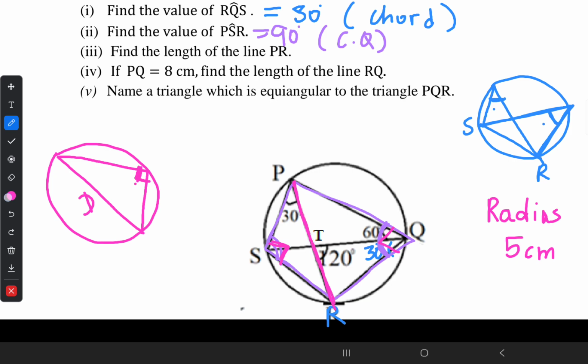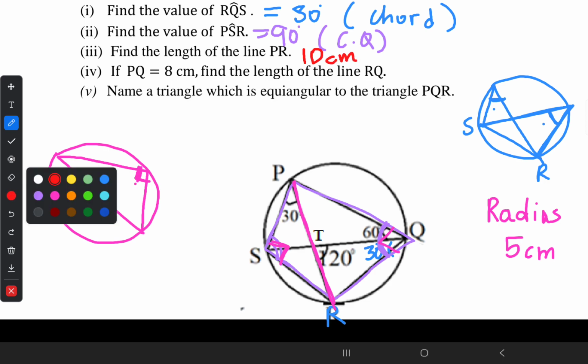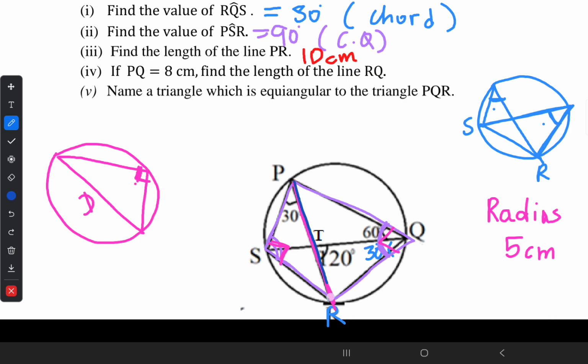By using that, we can find PR as the radius is 5 centimeters. 5 plus 5, the diameter is 10 centimeters. So PR we know is 10. If PQ is 8 centimeters, find the length of RQ. This PR is 10 centimeters. We know that PQ is given as 8 centimeters.